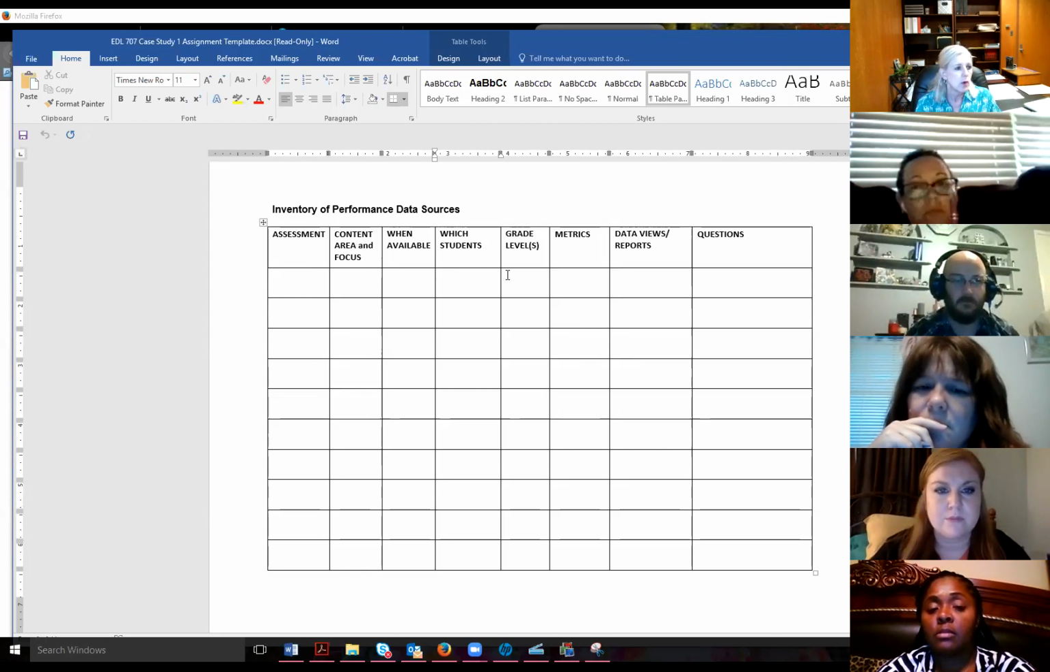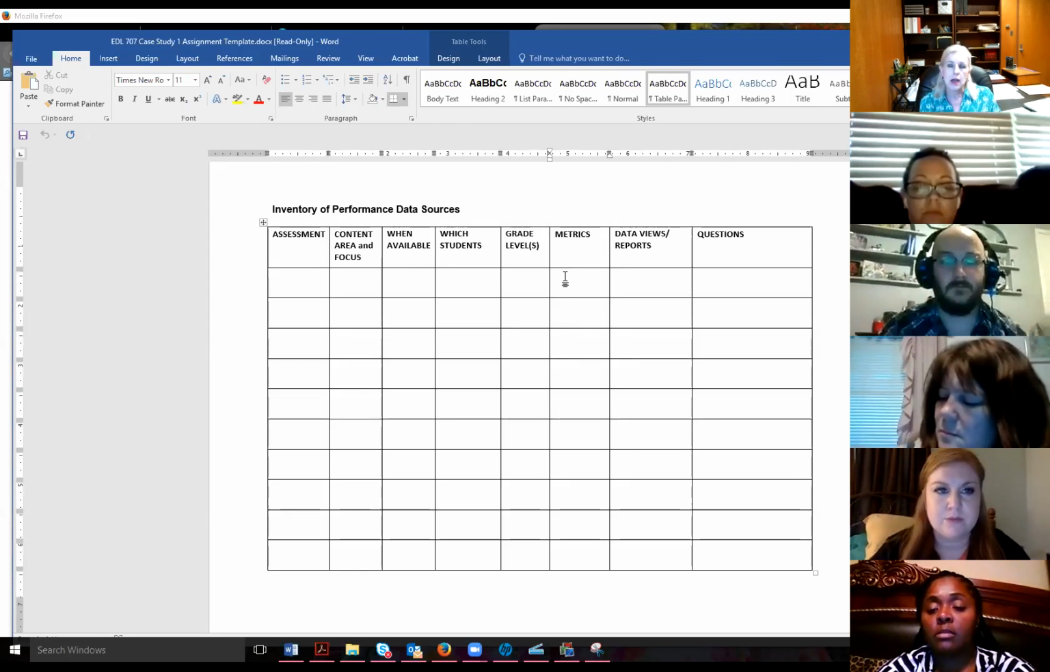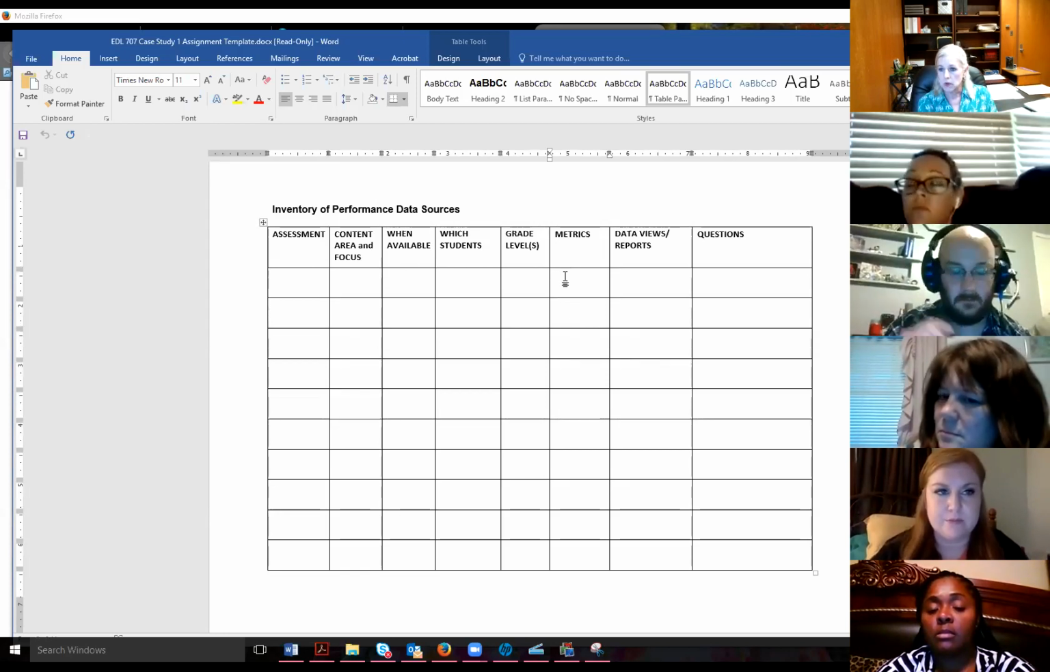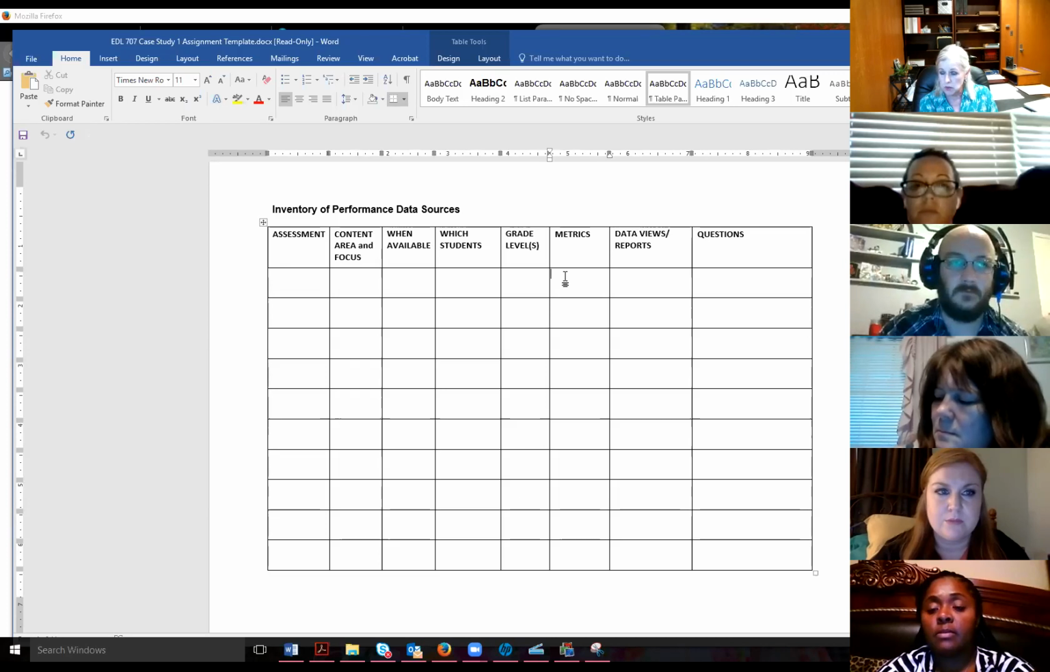What's the grade level? 3rd grade. What are the metrics? Now what we mean when we talk about metrics here is, are we looking at advanced scores? Or are we looking at college ready scores? Or are we just simply looking at passing scores? Just tell me which element you're specifically looking at.